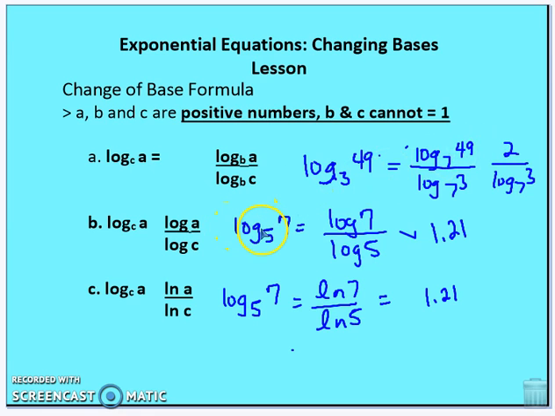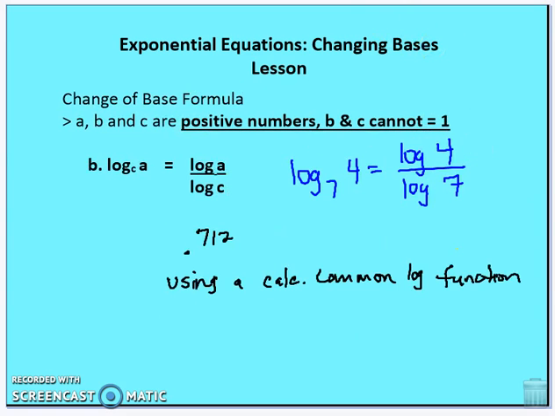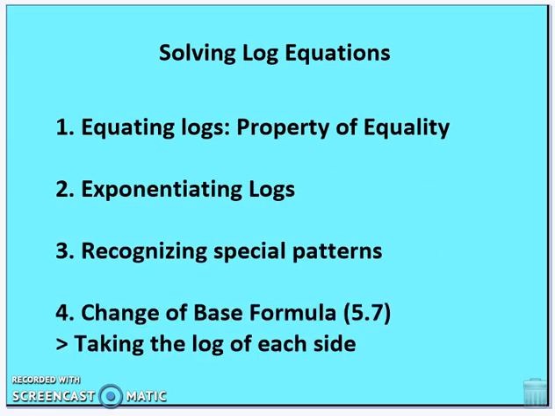So let's take log base 5 of 7. We can rewrite that as log 7 over log 5, and that equals 1.21. And similarly, we can use base e, natural log of 7 over natural log of 5, to get a value of 1.21, the same value. All right, so we're going to move on. These are just some more examples for you.